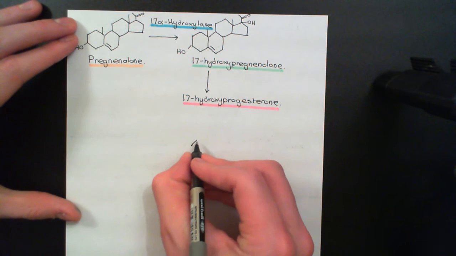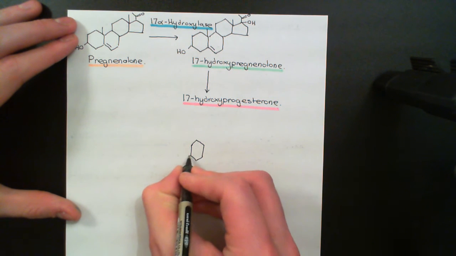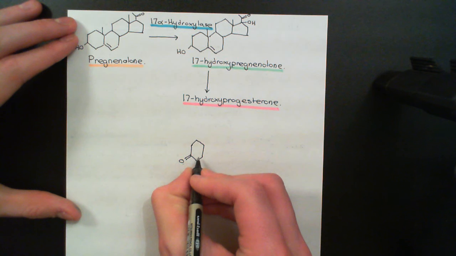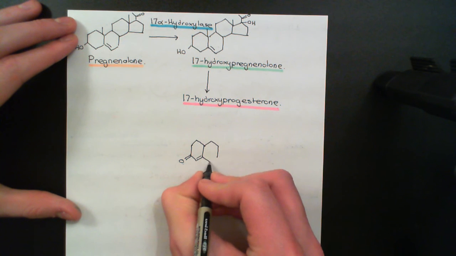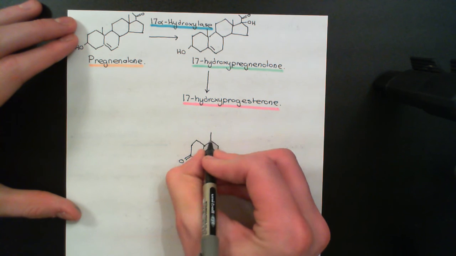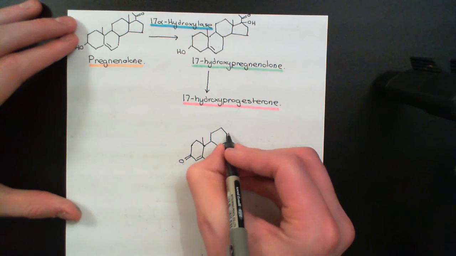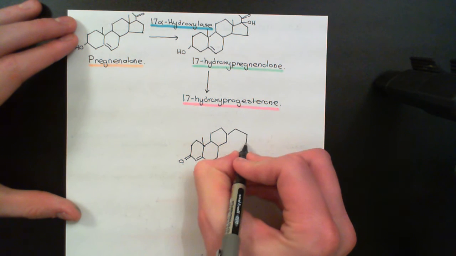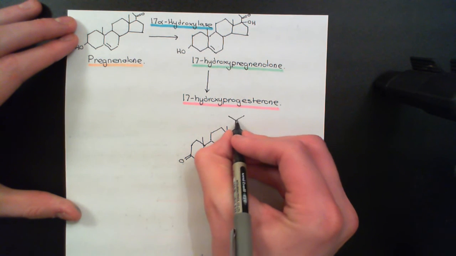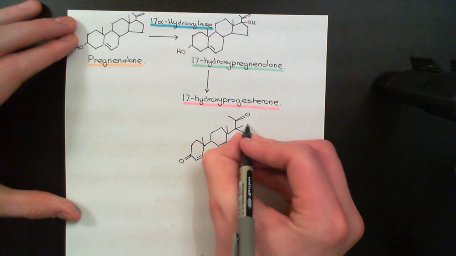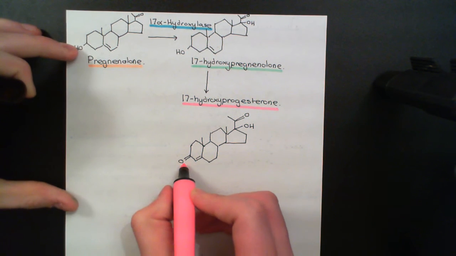So, putting this in, here is the A ring here. Now we've got a carbonyl group coming off carbon 3, and a double bond between carbon 4 and carbon 5. Then here we've got the B ring, which no longer has a double bond in it. Then we've got the methyl group coming off carbon 10, the C ring there, the D ring, the methyl group coming off carbon 13, and then our side chain up here coming off carbon 17, and also the alcohol group coming off carbon 17. So this is our picture of 17-hydroxyprogesterone.